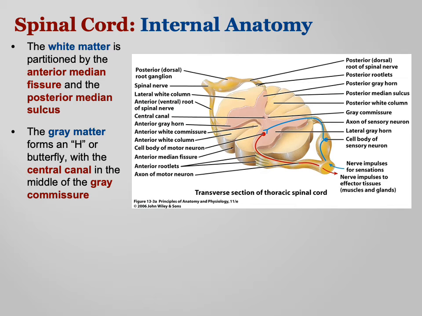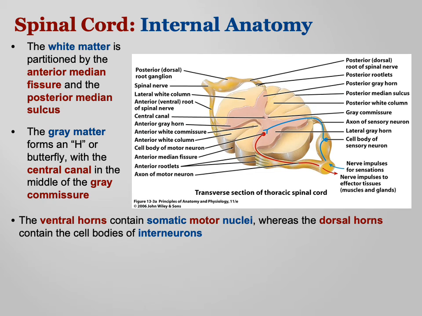And the little connector, you can think of it like a butterfly, it's got the wings on both sides. The connecting part in the middle is called the gray commissure. Commissure means connector. So, all right, you see the H shape there. You've got the gray commissure. In the middle of the gray commissure is the central canal. That's where CSF is flowing.